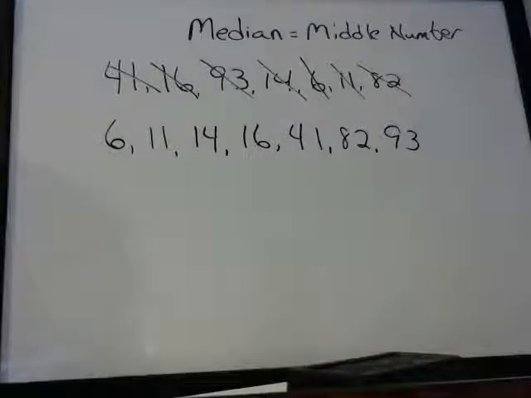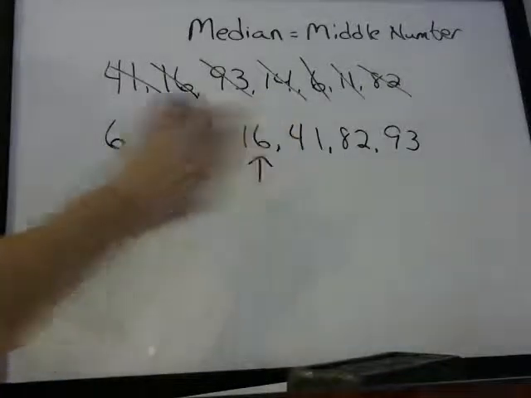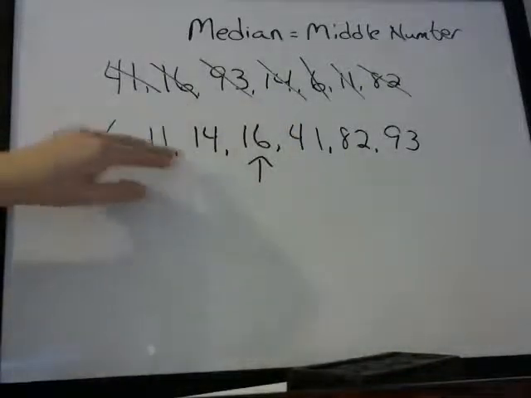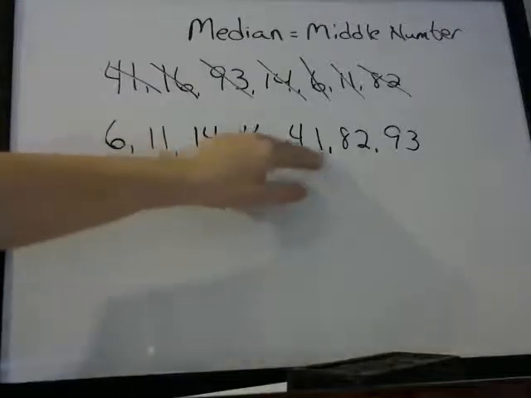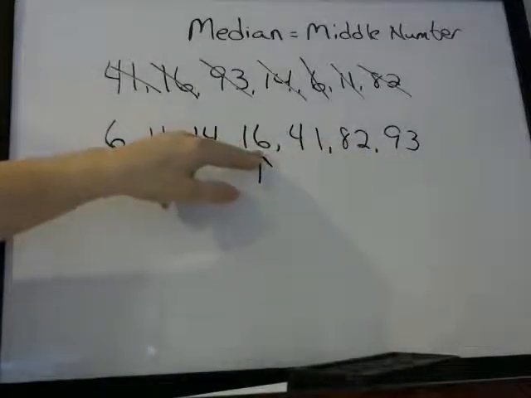That's the median. Some of you are going to be able to do this intuitively, and you can kind of see, okay, 16 is the middle. There's 1, 2, 3 to the left of it. There's 1, 2, 3 numbers to the right of it, so that's in the middle. And that's the answer. 16 is the median for this data set.